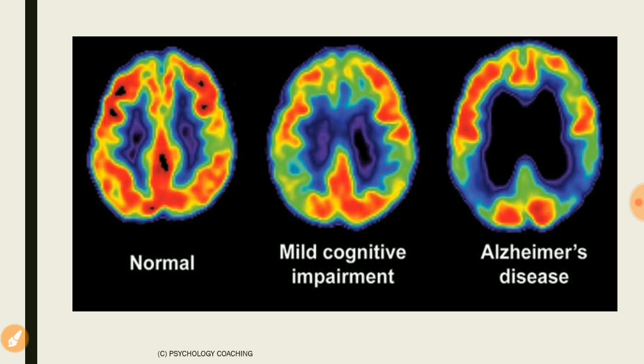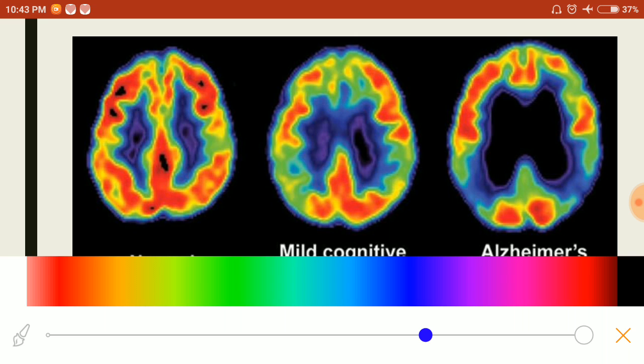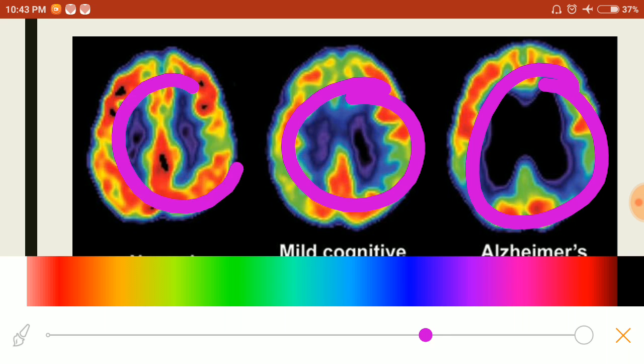Another one is the PET scan of a normal person, of mild cognitive impairment, and of Alzheimer's disease. Again, the difference in the gray matter is much more evident in all three. So, this is what actually happens with the Alzheimer's patient, where the gray matter size actually changes.